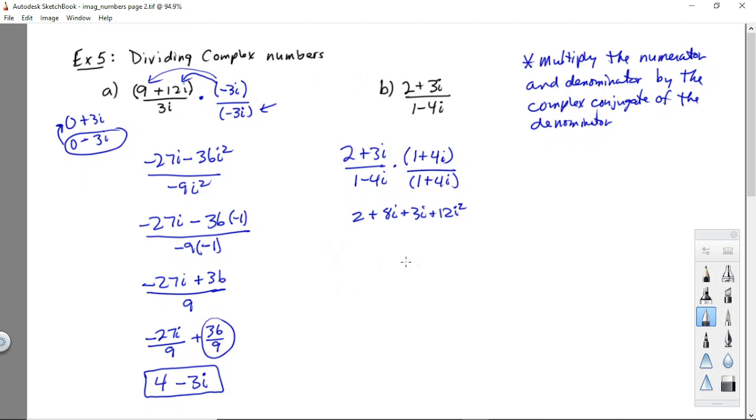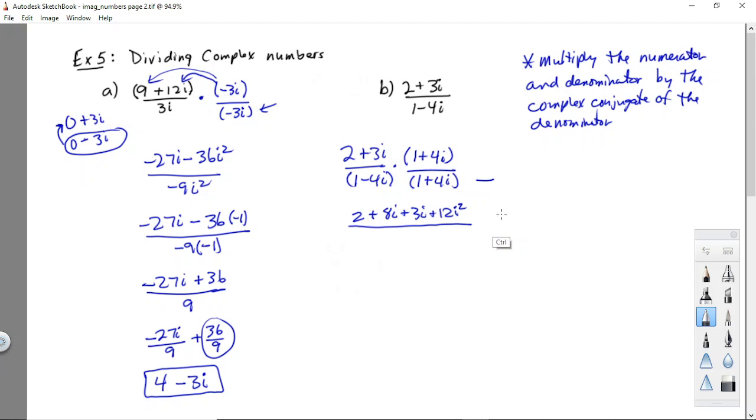Okay, so now the denominator is the interesting one. We don't want to have i in the denominator. So that's the deal with this conjugate. When you multiply the number by its conjugate, and we chose 1 plus 4i exactly because it is the conjugate of the denominator of that fraction.